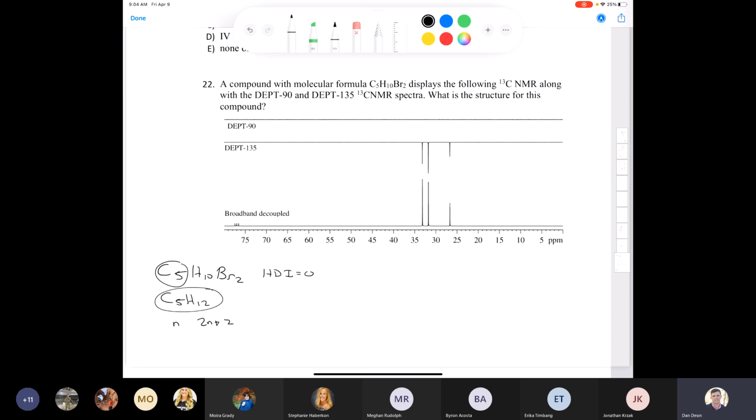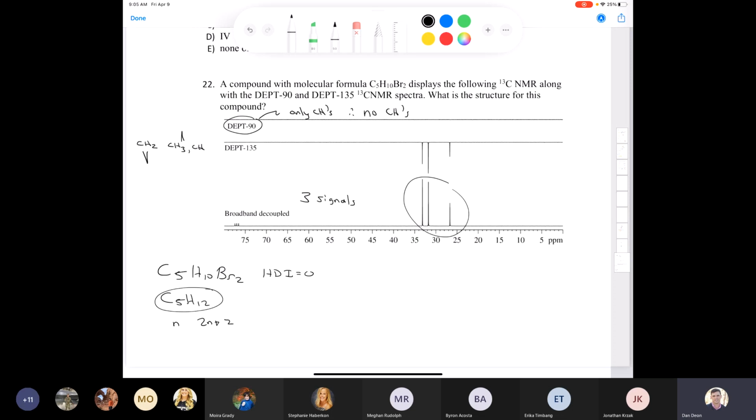We have 5 carbons in the molecule, but in the broadband decoupled spectrum that shows us everything, we only have 3 signals. Remember that in a DEPT 135, all the CH2s are pointing down. Anything that's a methyl or a methine is going to be pointing up. And in a DEPT 90, we have only CHs. Therefore, there are no CHs, right? There's no methines in this molecule since there's no signals in there.